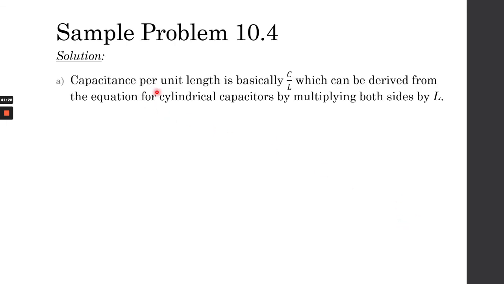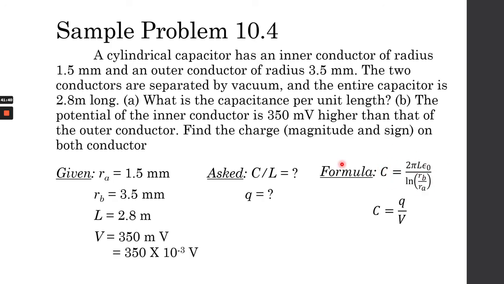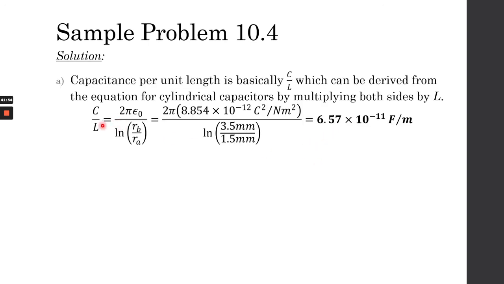So solution, the capacitance per unit length is basically C over L, which can be derived from the equation of the cylindrical capacitors. So if we go back here, this is your equation. You're looking for C over L, so what you just need to do is divide both sides by L. You remove the L on this side, and you get your capacitance per unit length. See, there's no L there anymore. Substitute the numbers, you know this, and you were given this. You can solve for your capacitance per unit length.